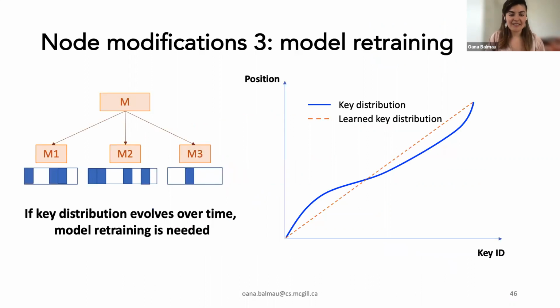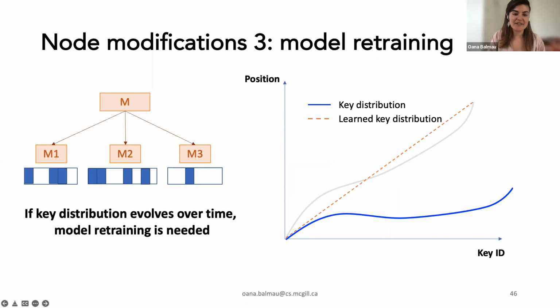The third structural modification operation is model retraining, which just means that if the workload evolves over time, the key distribution might look different. So we would just need to adapt the models to reflect the new reality of the key distribution. To understand where the latency comes from, we wanted to see how each of these structural operations associated to writes impacts the tail latency.